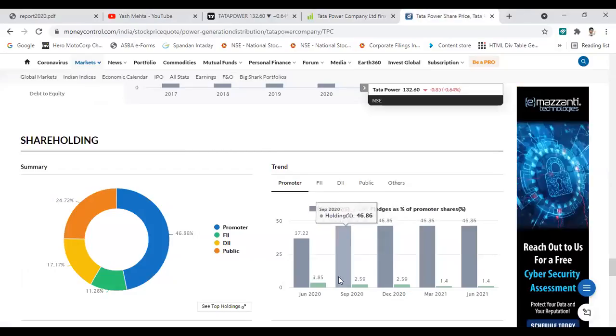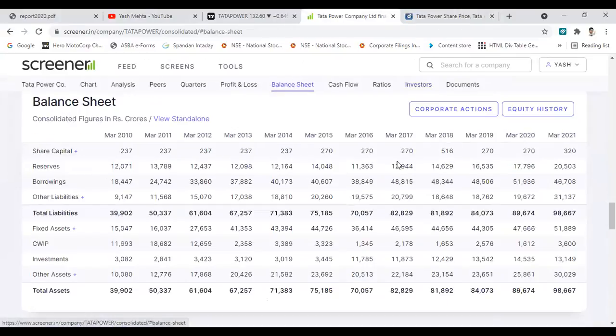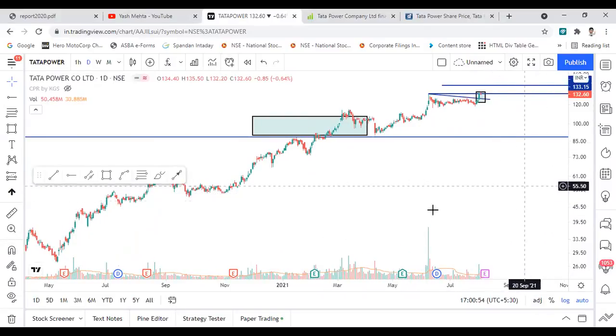If you check promoter pledging, it has also reduced from 3.8 to 1.4 percent in the last 1 year. This is also a good sign, but there is still promoter pledging of 1.4, which is not a good sign. So the fundamentals of the company are not good because of the promoter pledging and reserves being less than borrowings. But the company can be tracked for a positional trade or short-term trade, as we discussed in the daily and monthly charts.